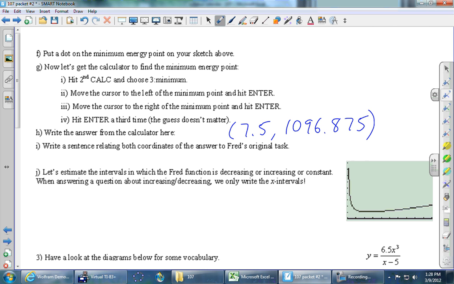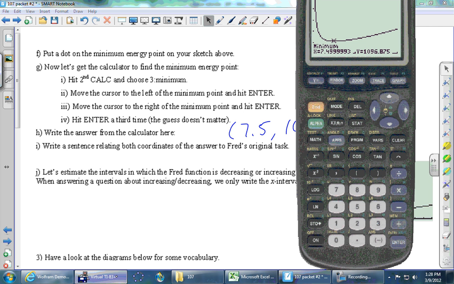So just hit enter. Now you have to hit the right arrow a bunch of times until this dot gets past the bottom point. So keep going until it's definitely passed. A little more. That's good. Hit enter. Hit enter one last time when it says guess. That's it. Okay.